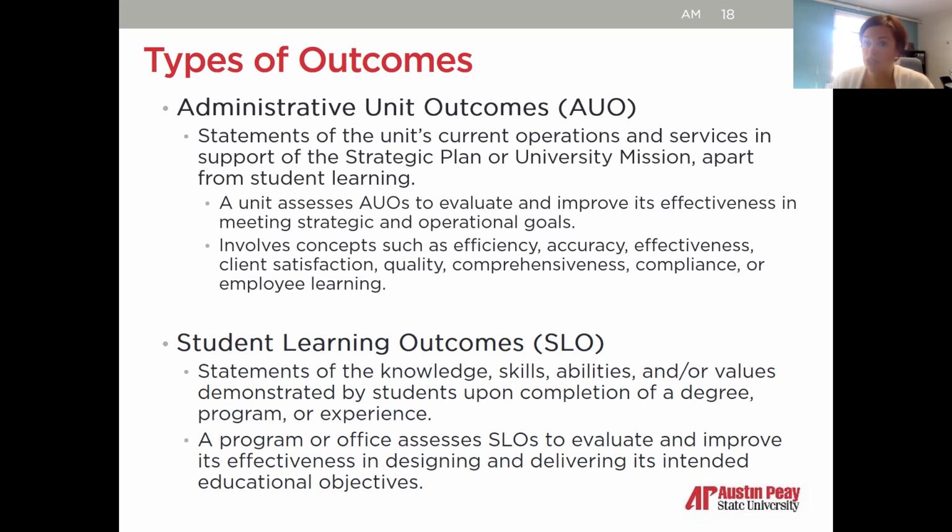Theirs might be a little more developmental, affective things that they hope students get. But essentially they highlight the knowledge, skills, abilities, or values that you believe students should be demonstrating at the end of a program or an experience or a training or whatever that might be. But the key is student learning outcomes focused on students. The subject of that sentence should always be students. Administrative unit outcomes is about your office or your unit or your program. And the subject of that sentence should always be the name of your unit, office, or program, or some function in that area.